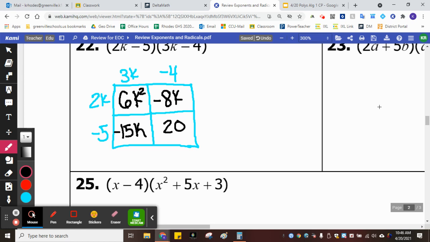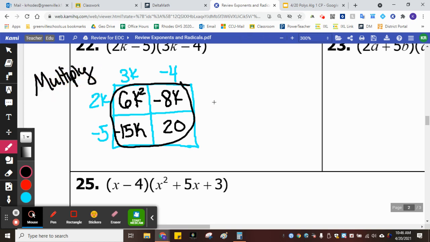Okay, so we're going to write highest exponent to lowest exponent. And again, our answer is inside our box when we multiply. So that's where our answer is, because we multiplied. Highest exponent, 6k squared. Minus 8k. Minus 15k. Plus 20. Just make sure if you have like terms here, we can put those together.